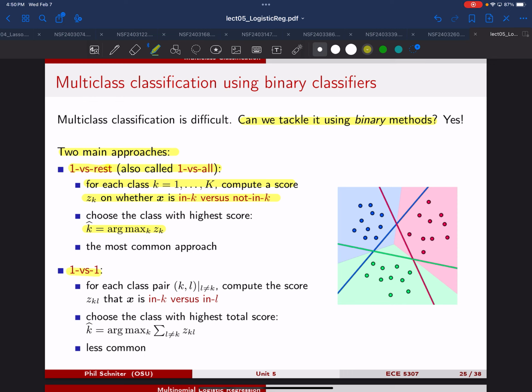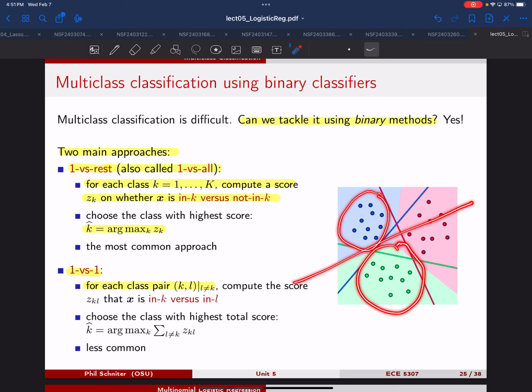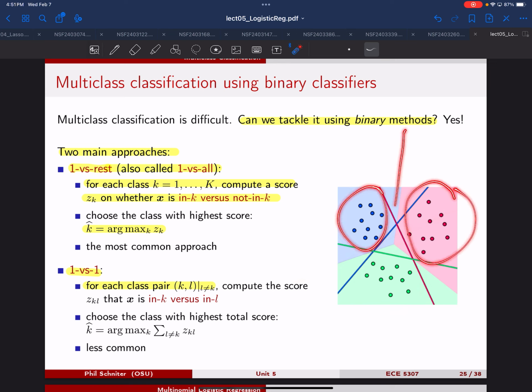You essentially do something like that, but you do it for each class pair. In this case, you would do blue versus green. Forget about the red entirely. Blue versus green, you train a classifier for that. Then blue versus red, you train a classifier for that. Then red versus green, a classifier for that. So for every pair, you train a classifier.